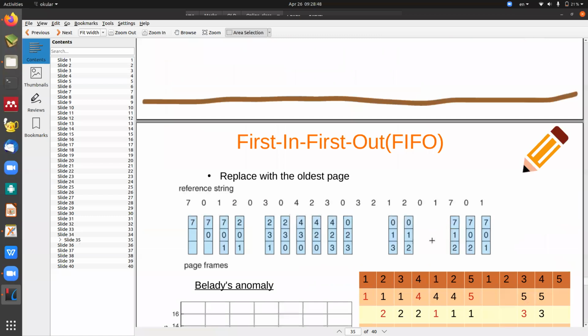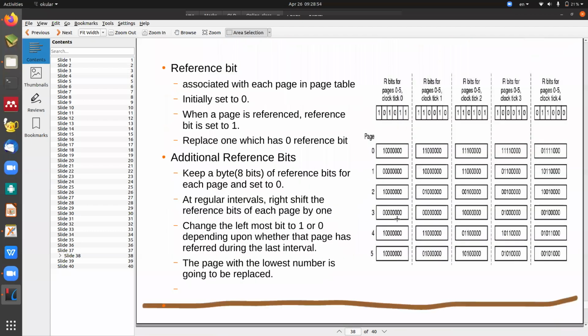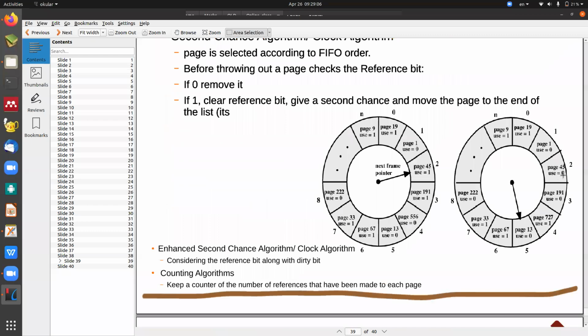We also studied LRU approximation with an additional reference bit. Then this is second chance. This is the reference pointer which is gradually moving. As it moves, you can see it was 1 here. Once a page comes, it is changed to 0, then 0. Since it was 0, the new page is now placed with 1. Getting my point? So it is giving a chance to this frame and this frame.